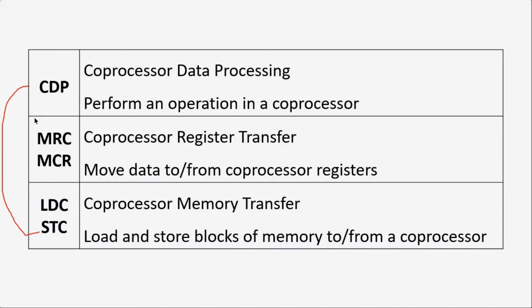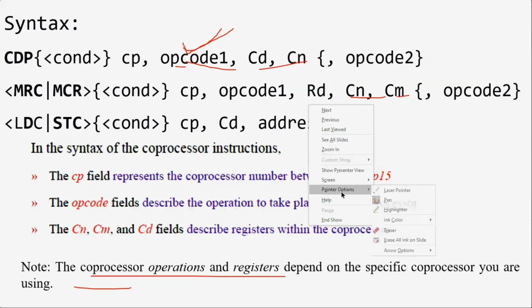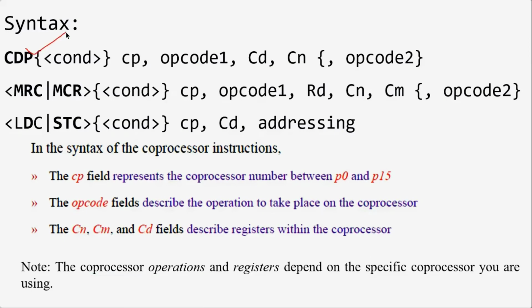I told you I will explain the meaning of these 5 instructions which are used by the processor to communicate with the coprocessor. So CDP means coprocessor data processing. This is the instruction the main processor executes to inform the coprocessor to perform a data processing operation inside the coprocessor. Which operation it has to perform is informed through the opcode. I will go back to my previous screen. Look at the syntax first: CDP, coprocessor data processing.